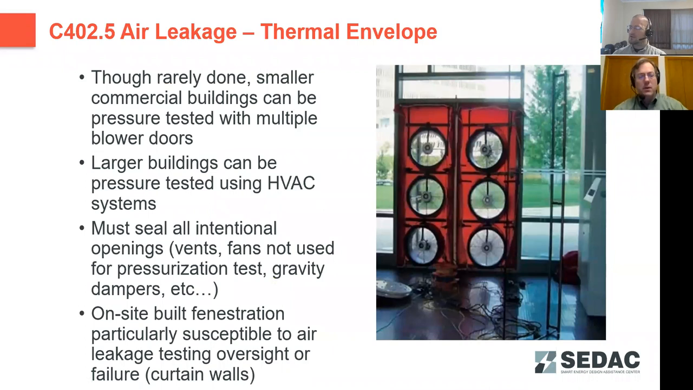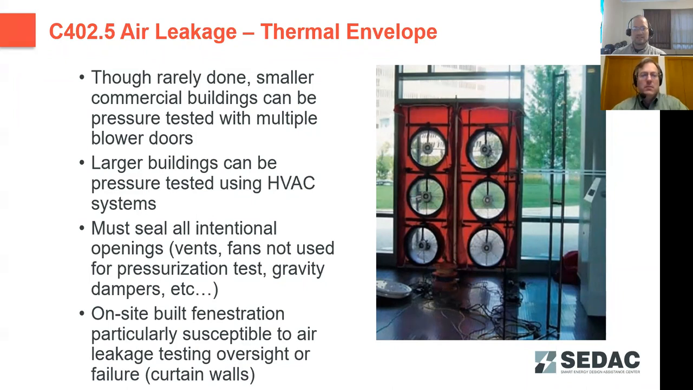Though it's not as common in commercial buildings as it is in residential, we do see, especially for smaller commercials, more blower tests being done to ensure envelope air tightness. It's possible to do in larger buildings. There are truck-mounted depressurization fans, and it's also possible to do with your HVAC system. You can shut off air inlet dampers to depressurize the building, or you can shut off exhaust dampers to pressurize the building. So there are ways to do this testing properly.